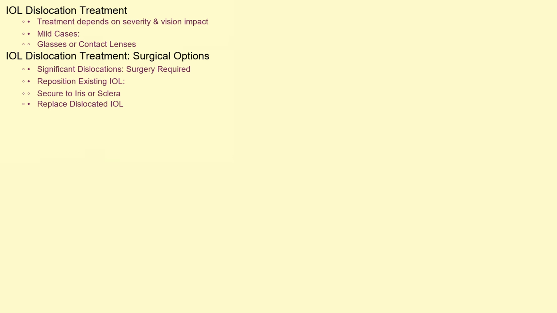Treatment for IOL dislocation depends on the severity of the dislocation and the impact on your vision. Mild cases might be managed with glasses or contact lenses. However, more significant dislocations usually require surgical intervention. Options include repositioning the existing IOL and securing it to the iris or sclera, the white part of the eye, or replacing the dislocated IOL with a new one. The choice of procedure depends on the individual case and the surgeon's expertise.